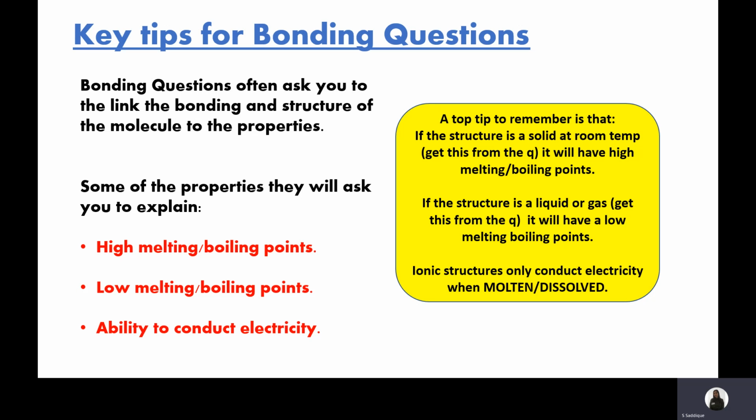So one top tip to remember when approaching these questions, if you can't remember what type of bonding is present, it's a good thing to remember that if the structure is a solid at room temperature, which they'll tell you in the question, it'll have a high melting or boiling point. If the structure is a liquid or a gas, again, we get that from the question, it will have a low melting or boiling point. And ionic structures will only conduct electricity when they have been dissolved or when they are molten. If you can remember those tips and those tricks, then attacking those kind of questions will become a lot easier for you.